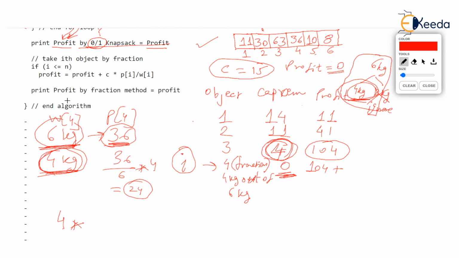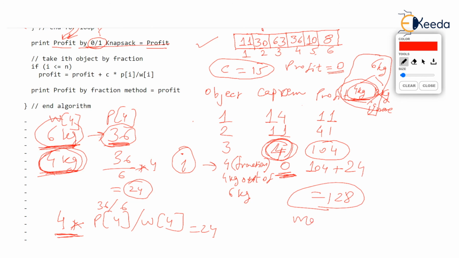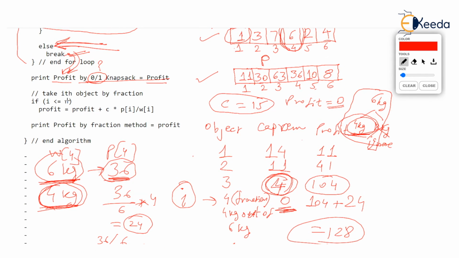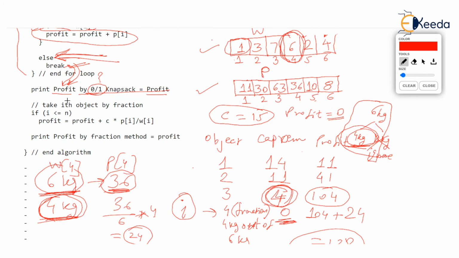You can add only 4 kg of capacity remaining, so you just multiply it with P4 by W4. That's nothing but 36 by 6, which is 24. So 104 plus 24, which is 128, is the maximum profit that you will get. This is by the fraction method. But it's not practically possible. Why will you break an object? Breaking an object is not practically possible, but theoretically we can say that fractional knapsack gives that profit.